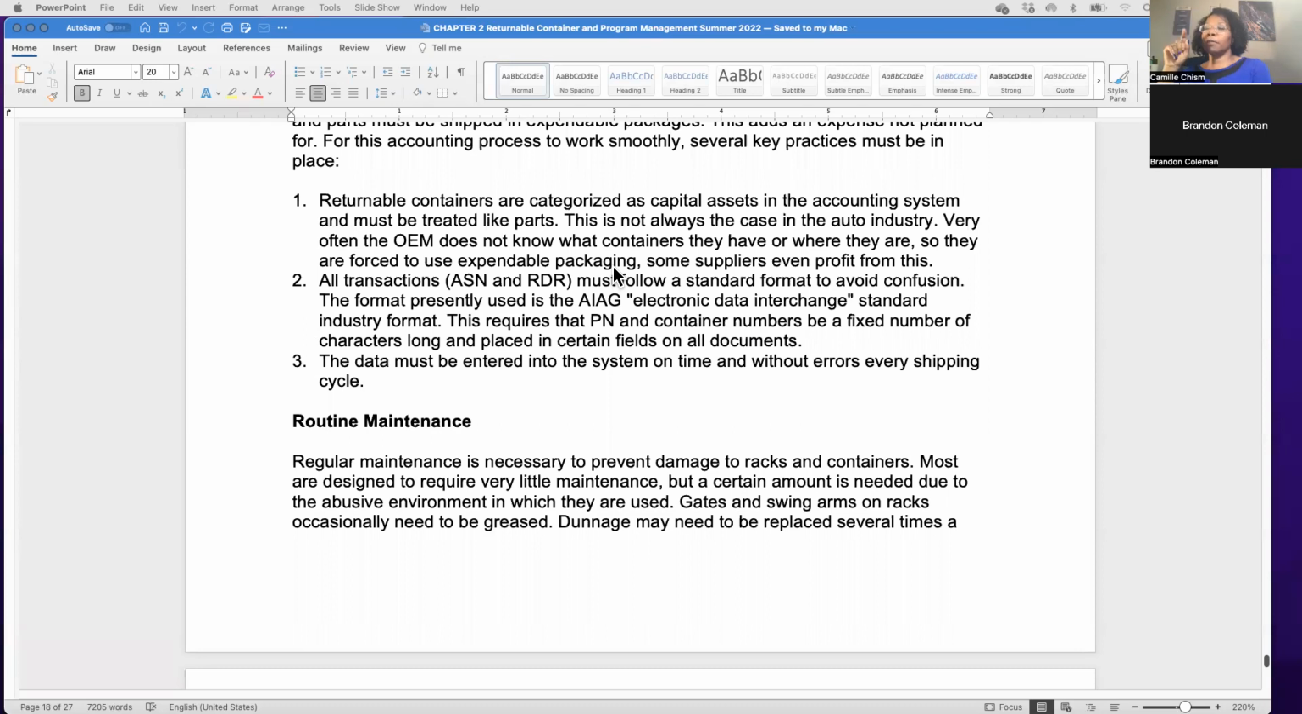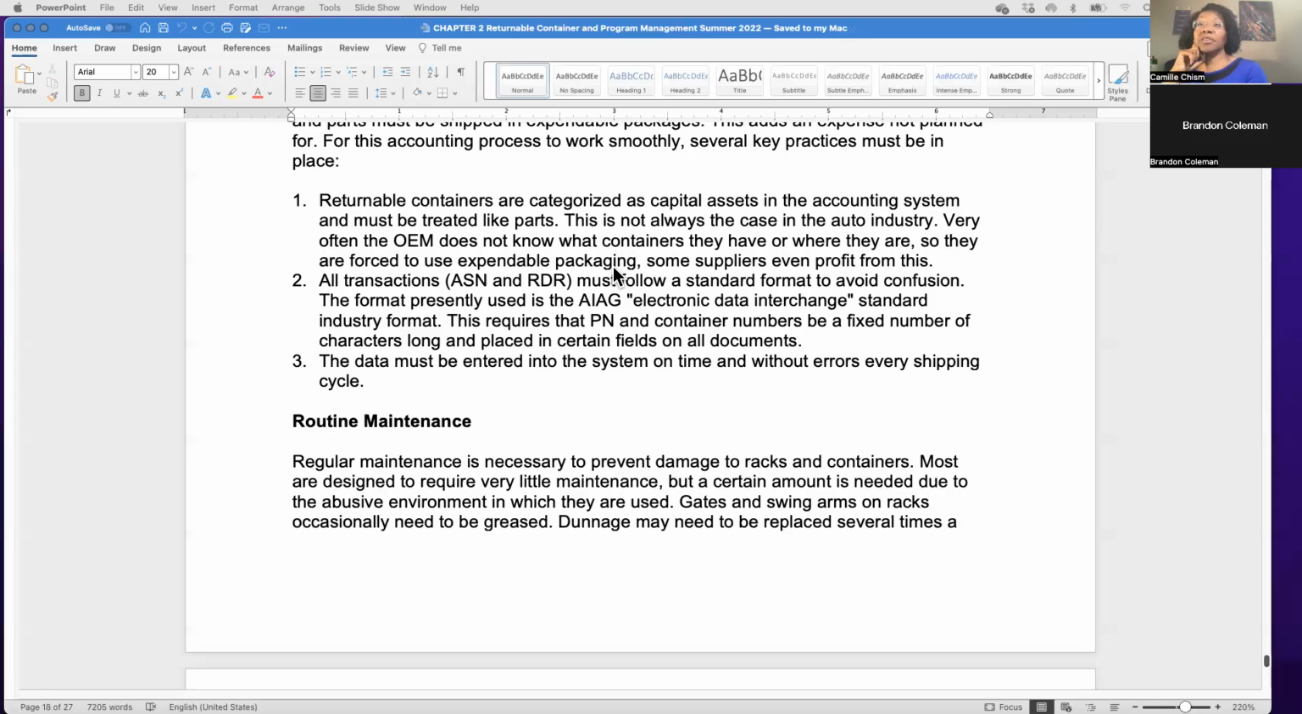Those transactions where I talked about the ASN and the RDR, those are standard formats as well. So you see the standard label, but the way the ASNs look and the RDRs look, they also follow the AIAG standards. So you can go to their website, aiag.org, and check out what they have. You can actually just see some of the activities. I think there are a few standards you can download for free, but more than likely they'll try to get you to join to look at some of the standards.